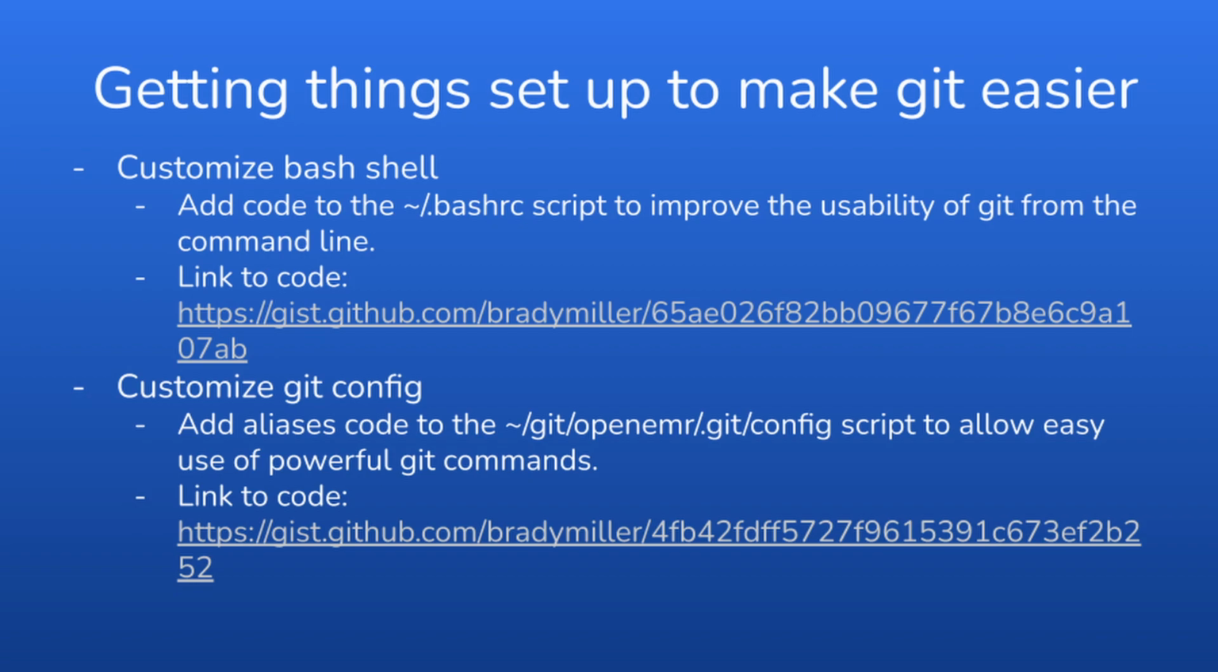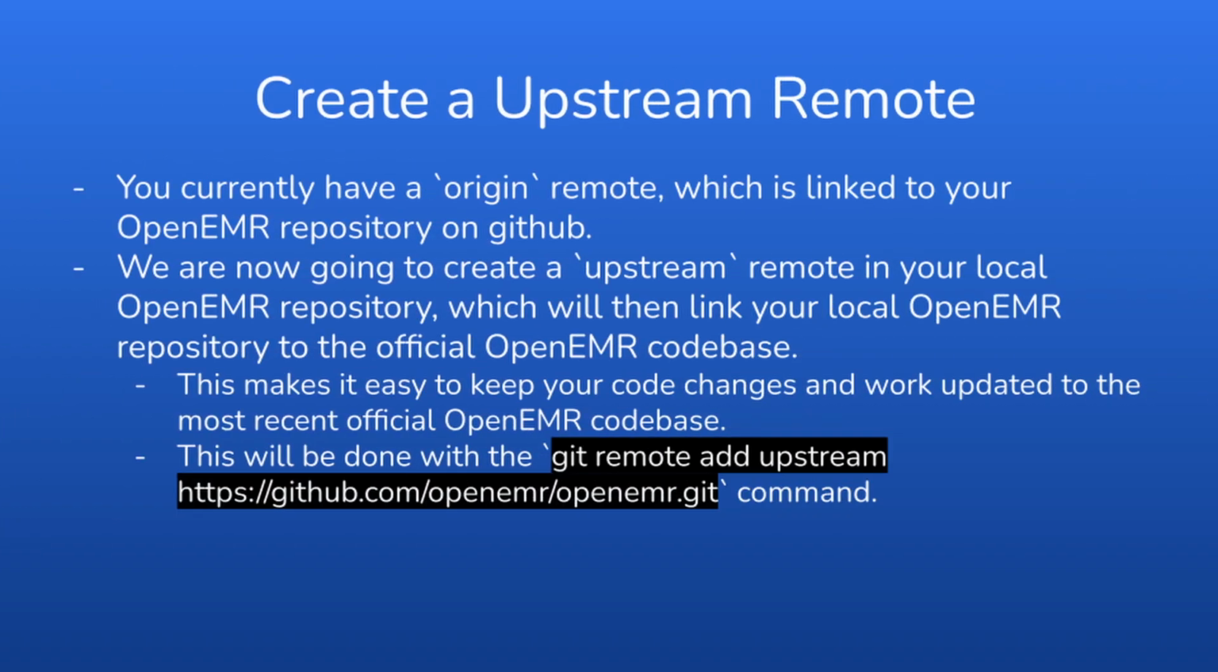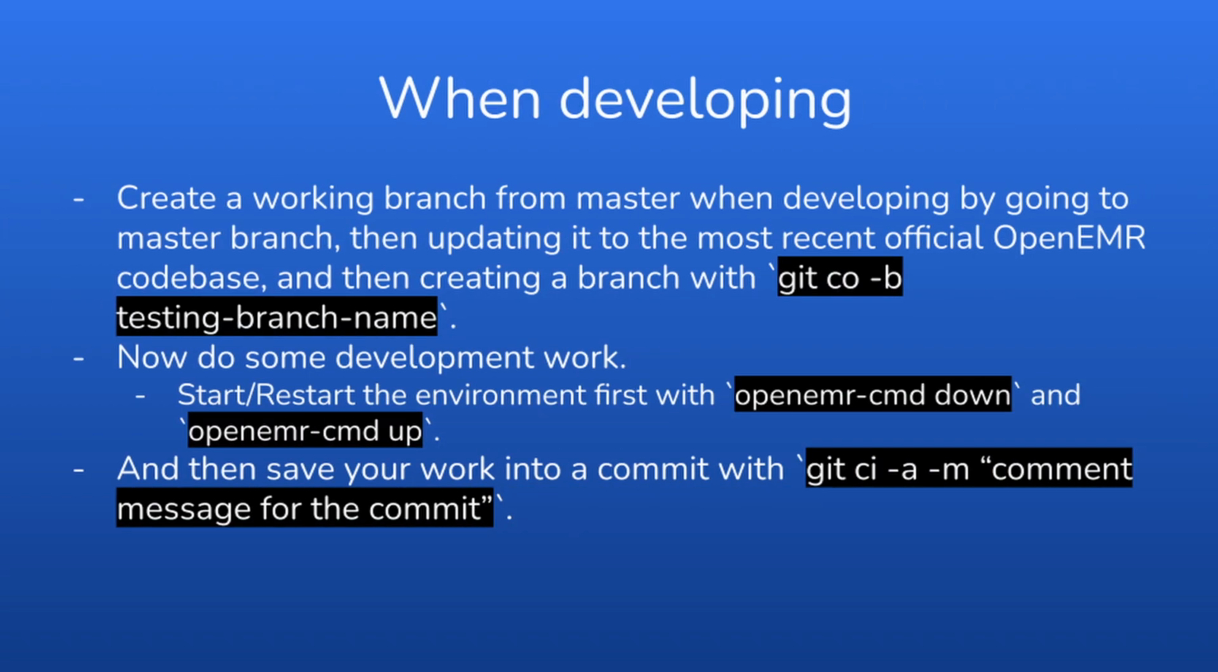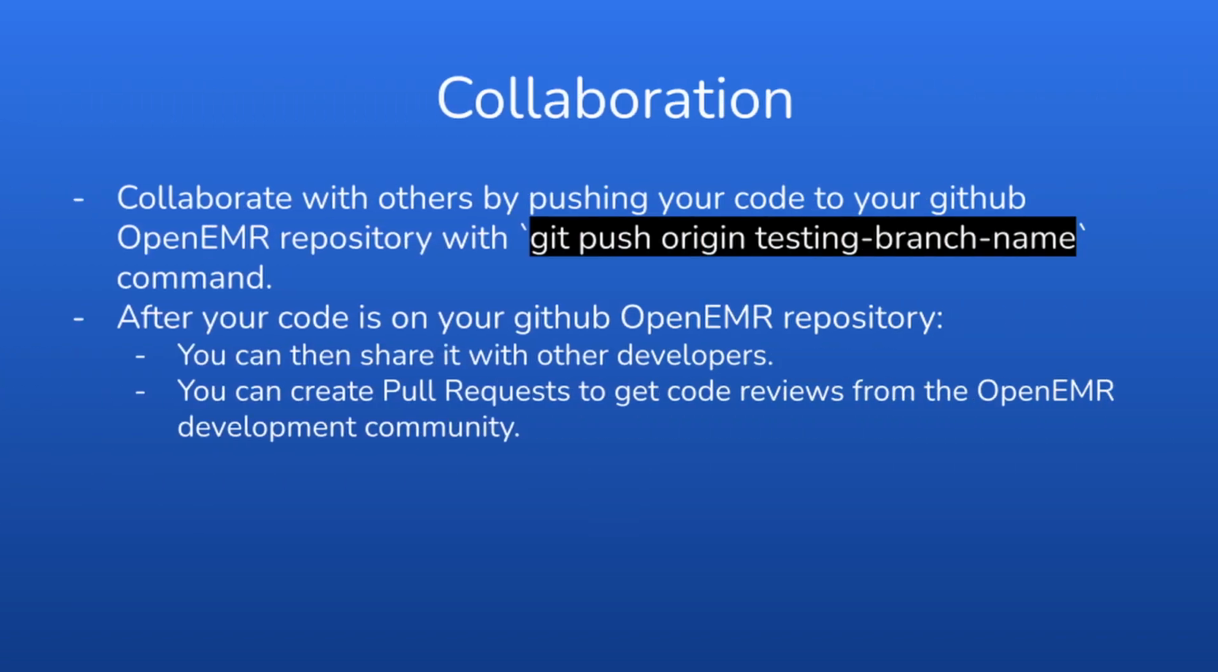This video will cover how to make several things easier by customizing Git. We'll show how to create an upstream remote that is connected to the official OpenEMR codebase. We'll show how to keep this upstream remote updated. We'll show how to use Git branches for development, and we'll show how to collaborate with other developers and the OpenEMR project.